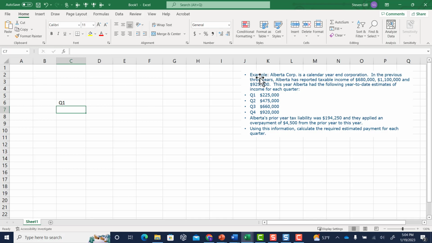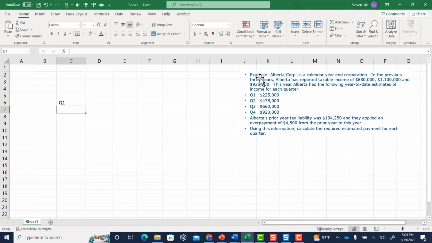In the previous 3 years, they reported taxable income of 680, 1.1, and 925. Okay, so within the previous years, they've exceeded the $1 million worth of taxable income threshold. They are considered a large corporation for estimated tax purposes, which means that we can only rely on the prior year liability for the first quarter payment. The first quarter payment only.